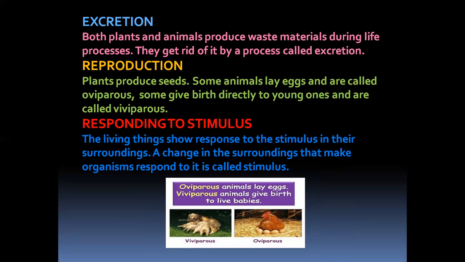Next, reproduction. Plants produce seeds. Animals: some animals lay eggs and are called oviparous. Some give birth to young ones and are called viviparous. So what is oviparous? What is viviparous?